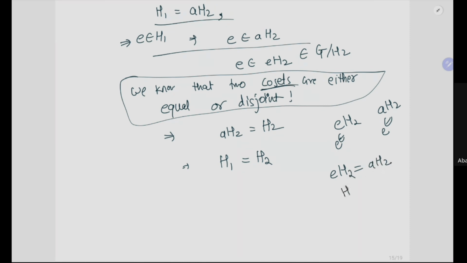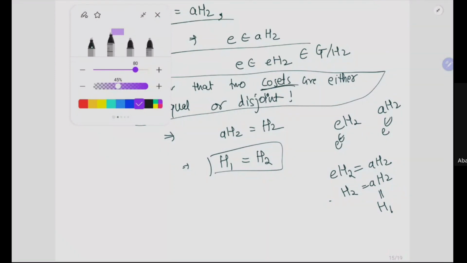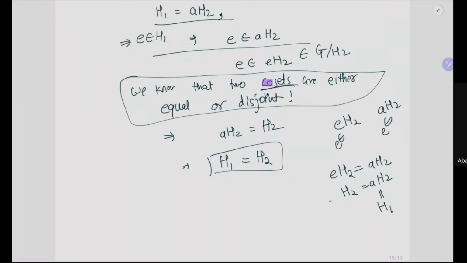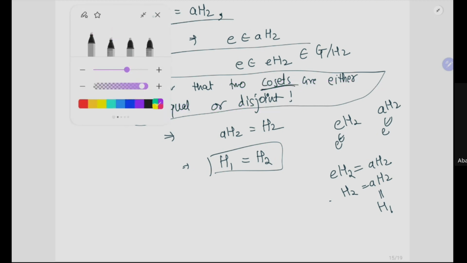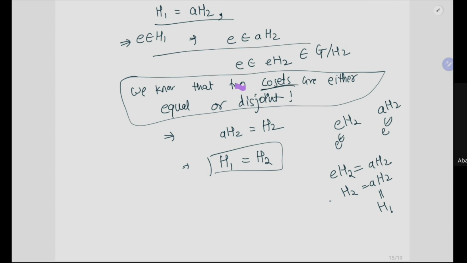And what is this EH2? It is H2, which is equal to AH2. And what was this? This was our H1. So this is how we got that H1 is equal to H2. We are using this property, let me highlight it, that cosets are either equal or disjoint. Two cosets are either equal or they are disjoint.